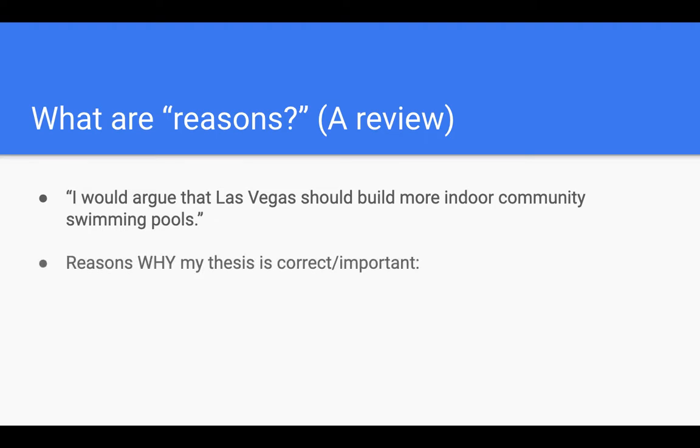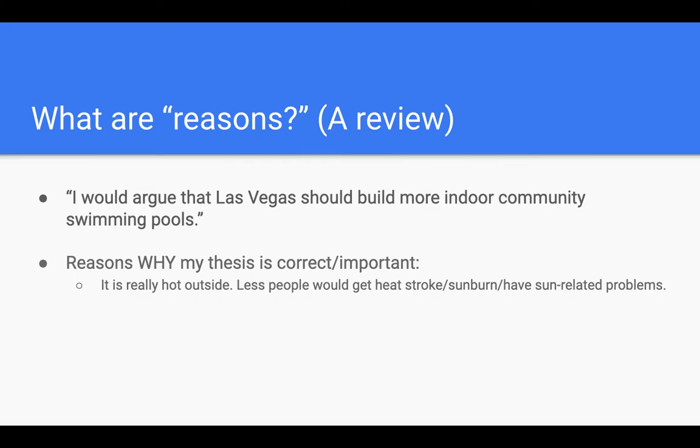Okay. Now, that's my thesis statement. That is my argument. Now, reasons are separate from a thesis statement. Reasons are why my thesis is correct or important, and these are the things that I want sources to support. So I don't want to have 5 sources that say my thesis over and over again. I want sources that support my reasons why my thesis is correct or important. So a reason why we should have more indoor community swimming pools.